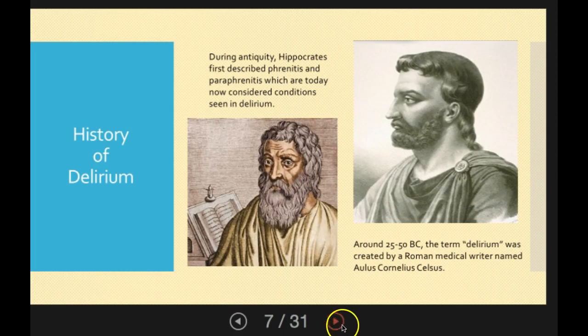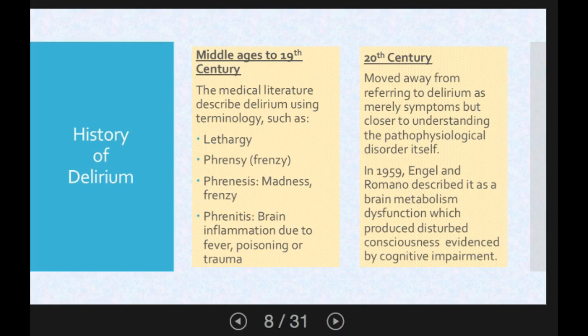So on this next slide, we're just going to look a little bit at how the historical definition of delirium has changed to its modern definition. The transition of the term can be seen on this slide. Phrenitis was an inflammation of the brain accompanied by acute fever, poisoning, or trauma. And delirium went from being a way to describe a variety of mental disorders back in more historic times to now actually being a pathophysiological disorder itself in modern times.